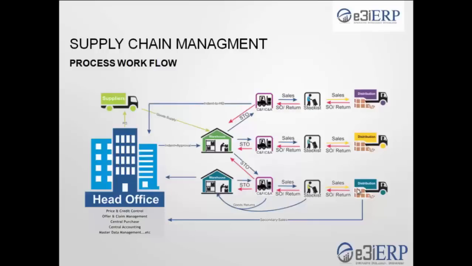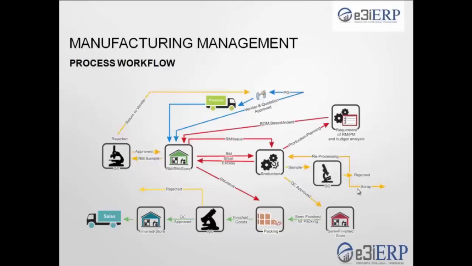Secondly, we can see how much return is there, how much approval is processing, because every company needs approval at every level. So at different levels you will get approval from here. You can do supply management from here, and further you can manage till tertiary sales. Now let's see the manufacturing management process.